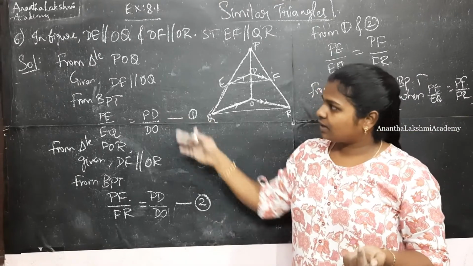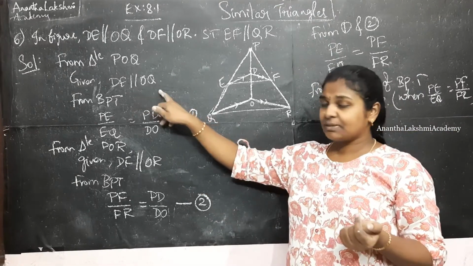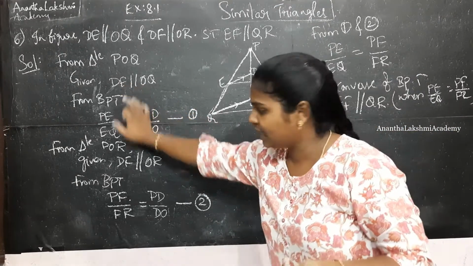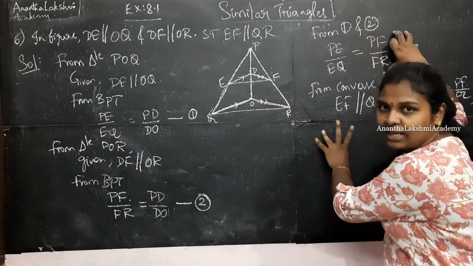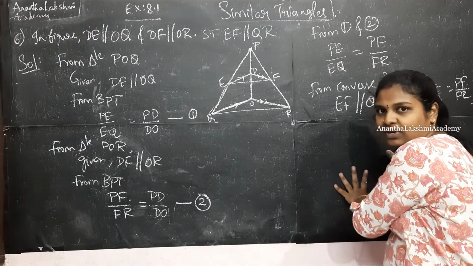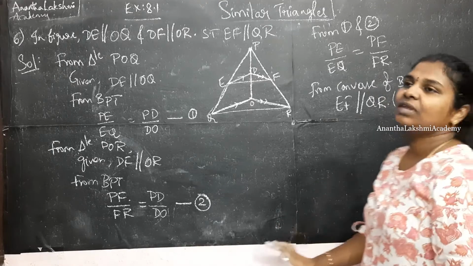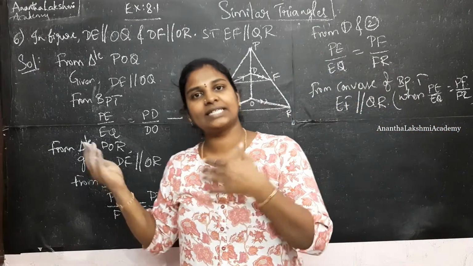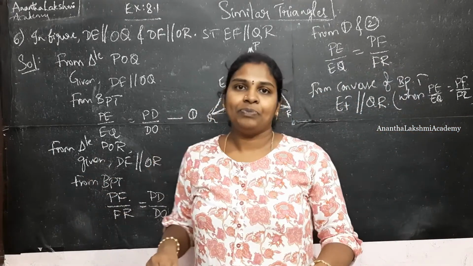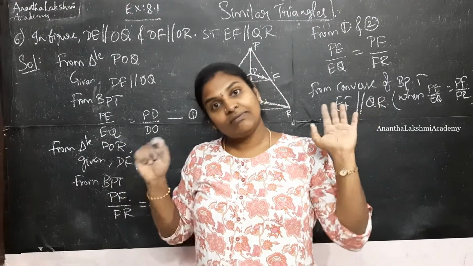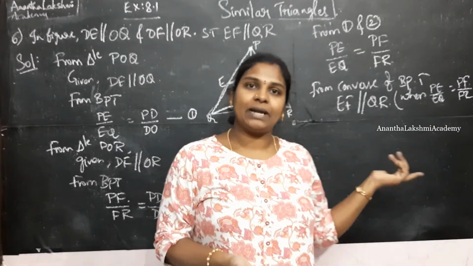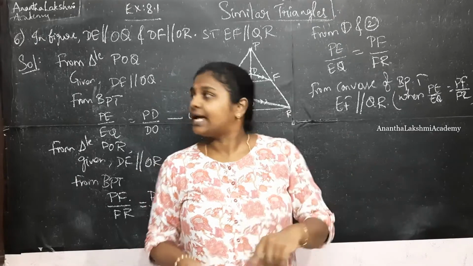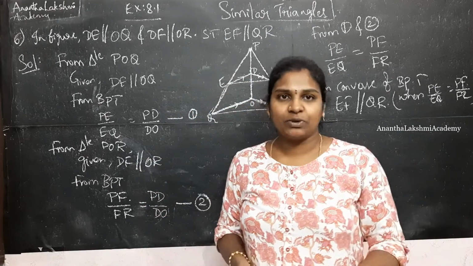When they mentioned the parallel condition, we applied BPT, and when we got the ratios equal, we applied the converse of basic proportionality theorem. It is the same thing in the question: when they say it is parallel, we apply the proportionality theorem. When we are given the ratios, we apply the converse of the theorem. Okay, that is about problem number 6. Let me jump into the next problem.